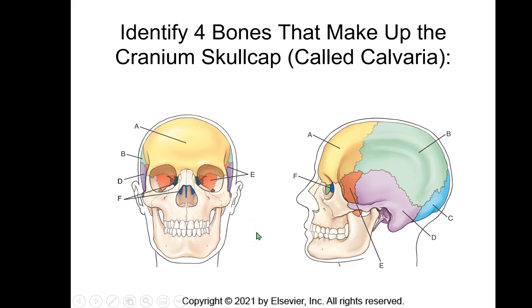Good. So I want you to pause here, and I want you to, on a scratch sheet of paper, jot down A through F for me. Okay? All right, good. So A is the frontal bone. B is parietal. C is occipital. D is temporal. E is sphenoid, and F is ethmoid.